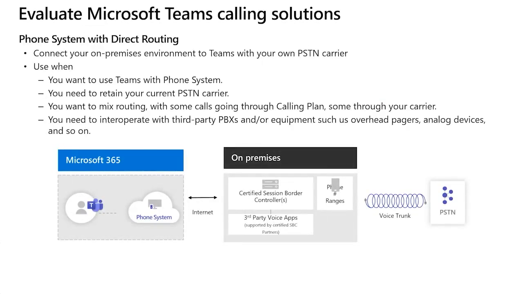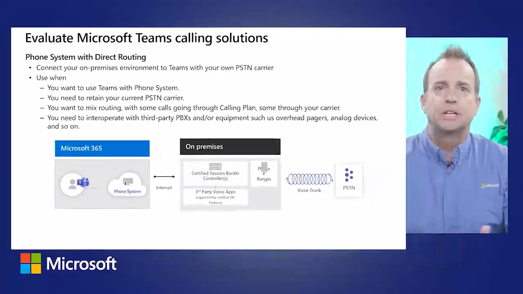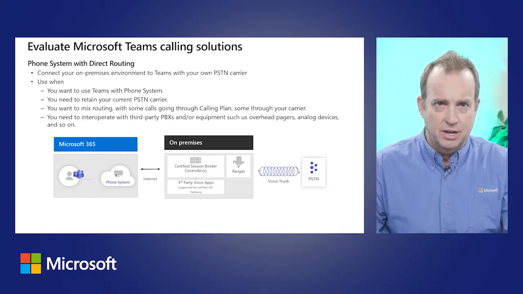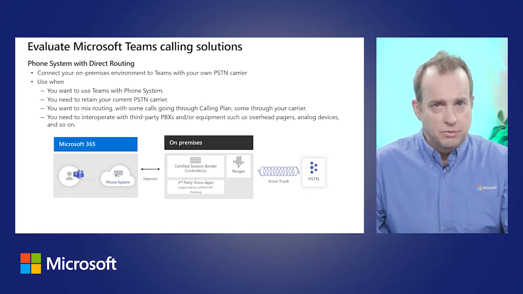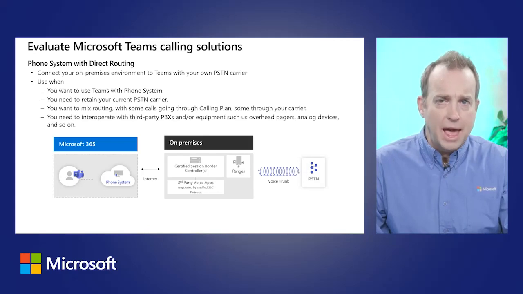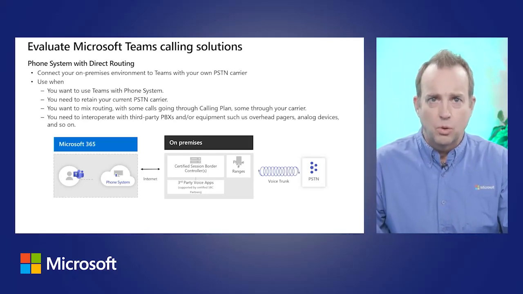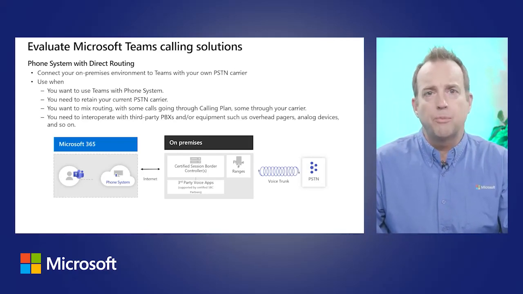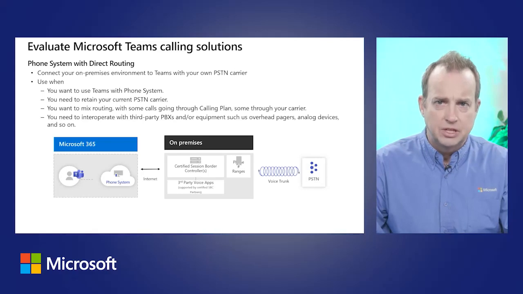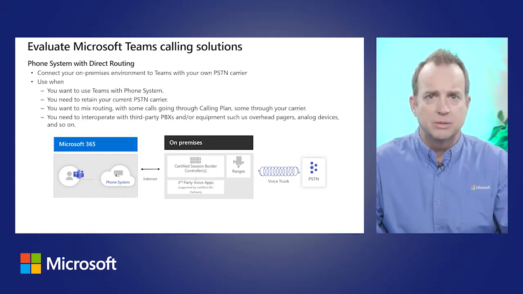Another option is Phone System with Direct Routing. Why? Because you want to connect your on-prem environment to Teams with your existing PSTN carrier. You might want to retain that carrier. Maybe you want to mix routing with some calls going through calling plans, some through your carrier, or you need to interoperate with third-party private branch exchanges and/or equipment such as overhead pagers or analog devices. These are all reasons to use Phone System with Direct Routing.